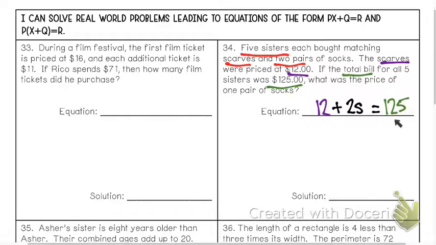Now there's a problem with this. The problem is this is one scarf, and this is one sister that bought 2 pairs of socks. But it says here 5 sisters bought those. So what I have to do to this problem is I have to go ahead and take this one purchase here of 1 scarf and the 2 pairs of socks. I have to multiply that by 5 to account for all 5 sisters.